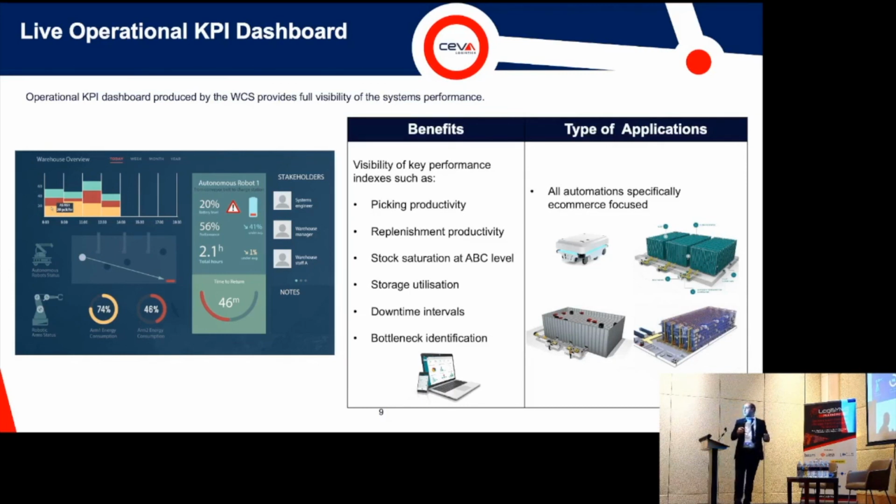The downtime intervals: we need to understand how much time you have between the downtimes. And one of the key things is the AI behind the bottleneck identification, so we understand what is stopping us from having a just-in-time or one-piece-flow operation. Again, this type of dashboard applies to all sorts of automation that we have seen in the market. All right, those are the four key points from a technical point of view. I hope you enjoyed it, and that concludes my presentation.